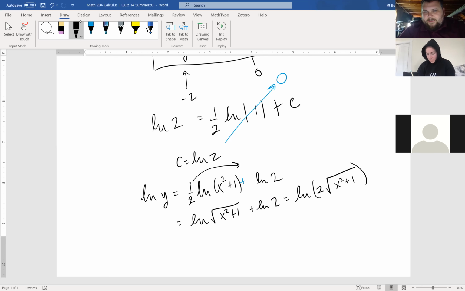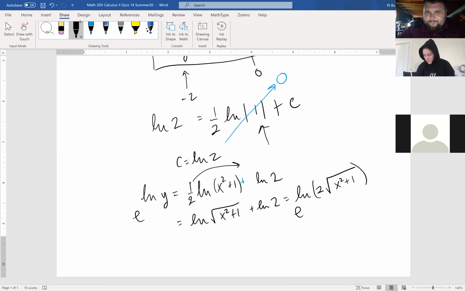And yes, Daniel, now that you've got log and log on both sides, you can raise both sides to e. No, I did that much earlier. So I did that right after the general solution. So yeah, scroll up a wee bit. You could do that. But I got -2 for C instead of ln 2. Is that because you didn't have the absolute values?